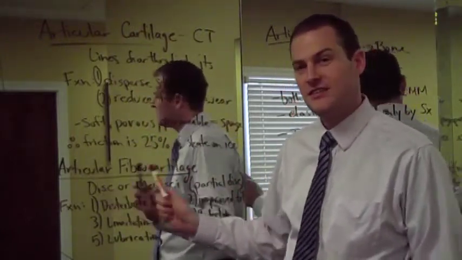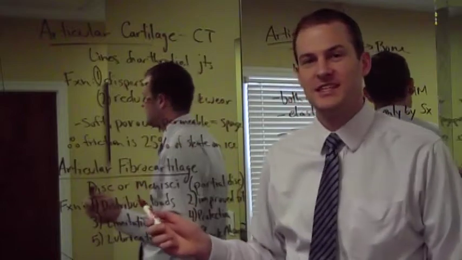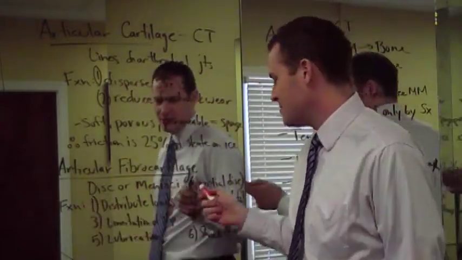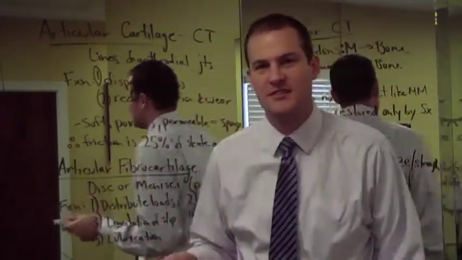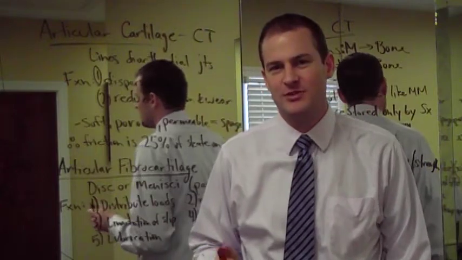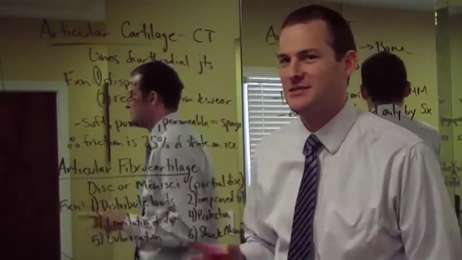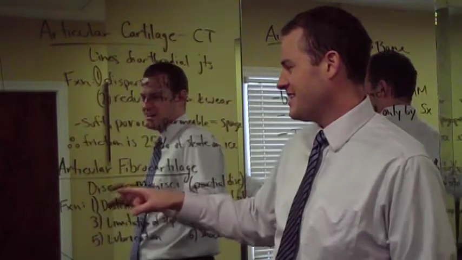Articular fibrocartilage. Vertebral discs. You might also be thinking of meniscus in the knee, the menisci. The menisci are a partial disc, kind of a semi-lunar shape. Sort of when the moon is not in full phase, it's semi-lunar.